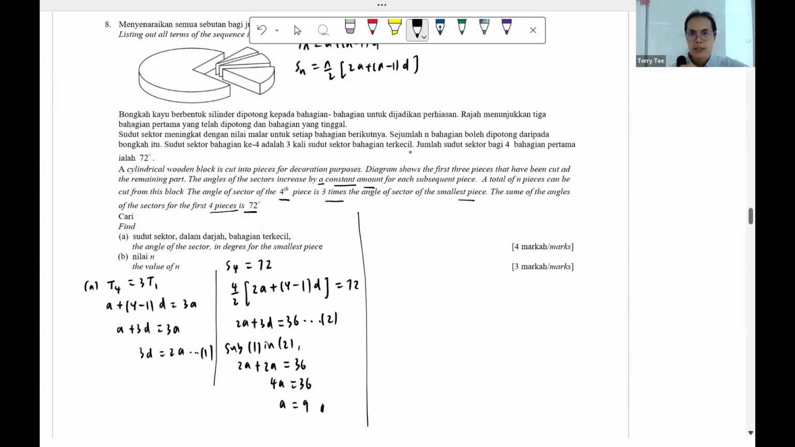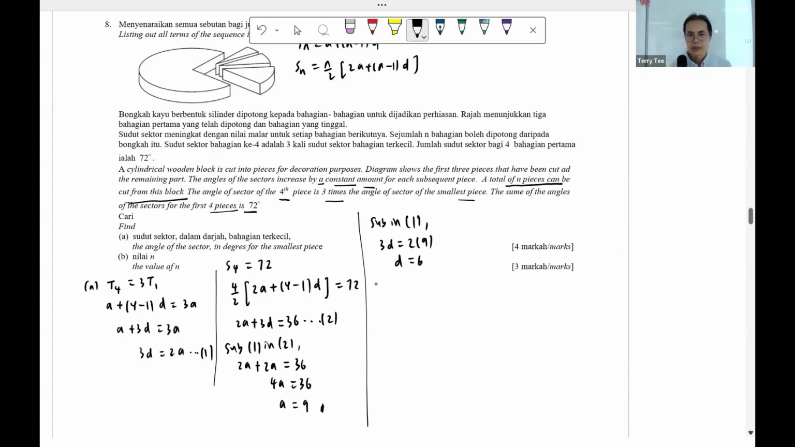Okay, can you see this line? A total of n pieces can be cut from this block. Yes, we're going to use Sn equals 360. So now we should first find your d, because without d we cannot find n. So we sub inside equation number 1, 3d equals 2 times 9, 18, divided by 3, d is 6.